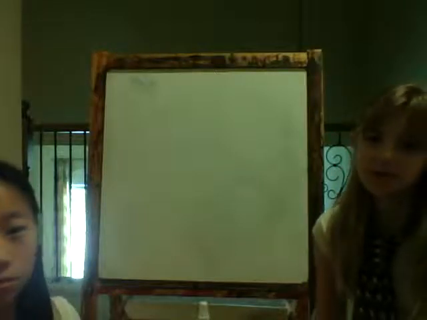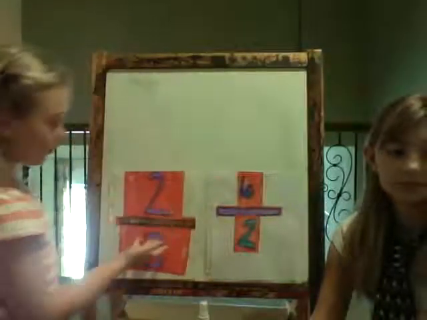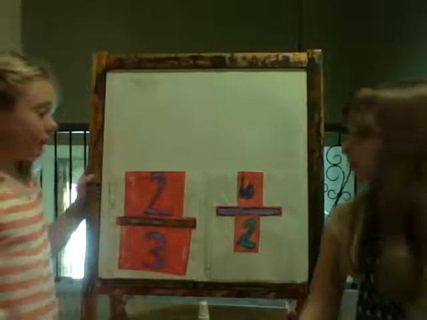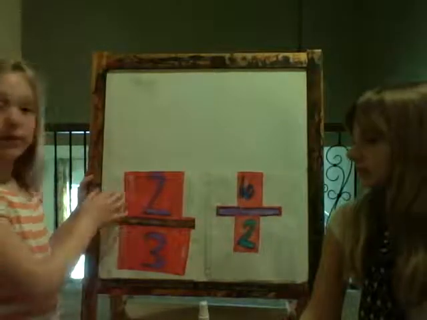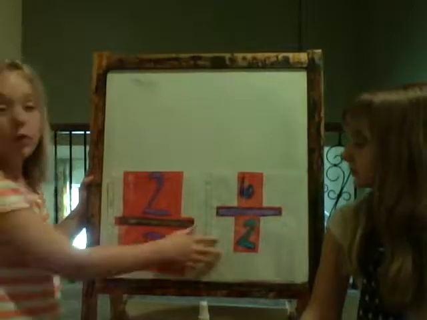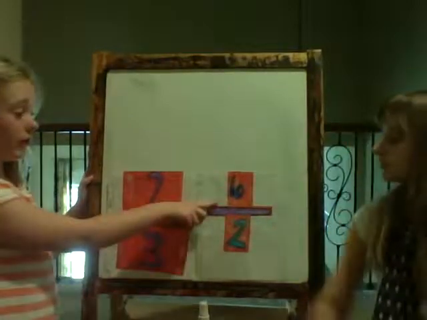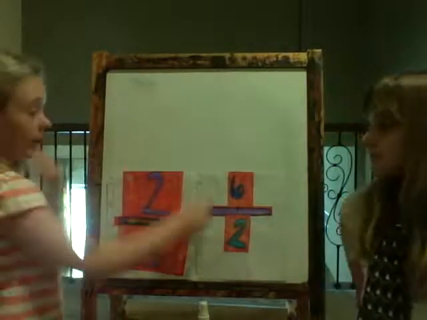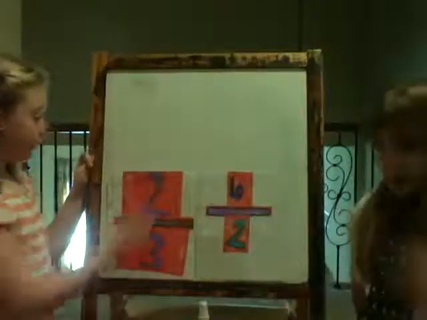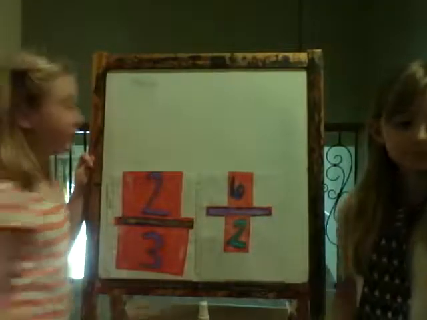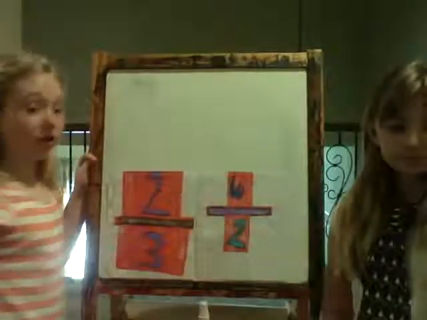Outstanding! Now tell me, what is the difference between a proper fraction and an improper fraction? Ooh, I know this one. Here's an example of a proper fraction and an improper fraction. In a proper fraction, the numerator is less than the denominator. In an improper fraction, the numerator is greater than the denominator. So 2/3 is a proper fraction, and 6/12 is an improper fraction.